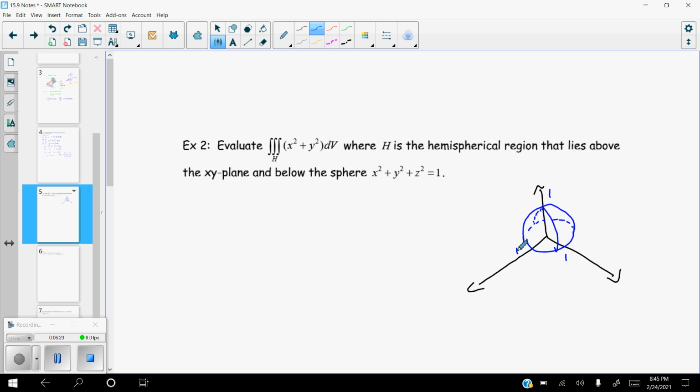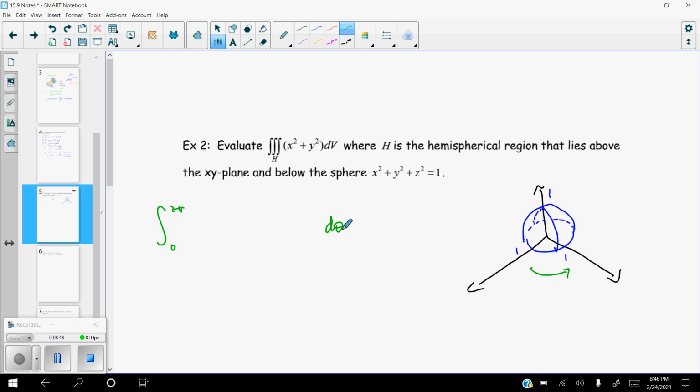So let's see, how are we going to set this thing up? Well, it's pretty clear to see that theta, which is this part, goes all the way around. So that's going to go from 0 to 2 pi. So we know that theta is going to go from 0 to 2 pi, and I'll put my d theta on the outside.